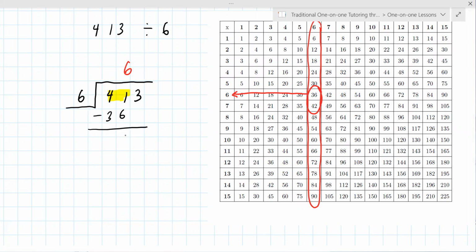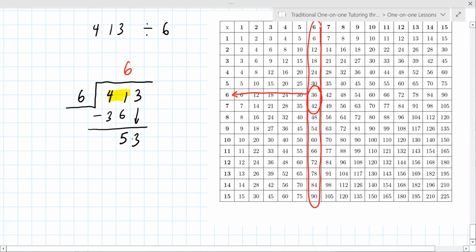Five. It's 5. And then what number do you bring down? 53. The 3. So now you do the same thing. You go to your 6 column and you look for 53. Eight. Yeah, it would be 8. And what is 8 times 6? 48. Okay, and then when you subtract 53 minus 48, let me know what you come up with.